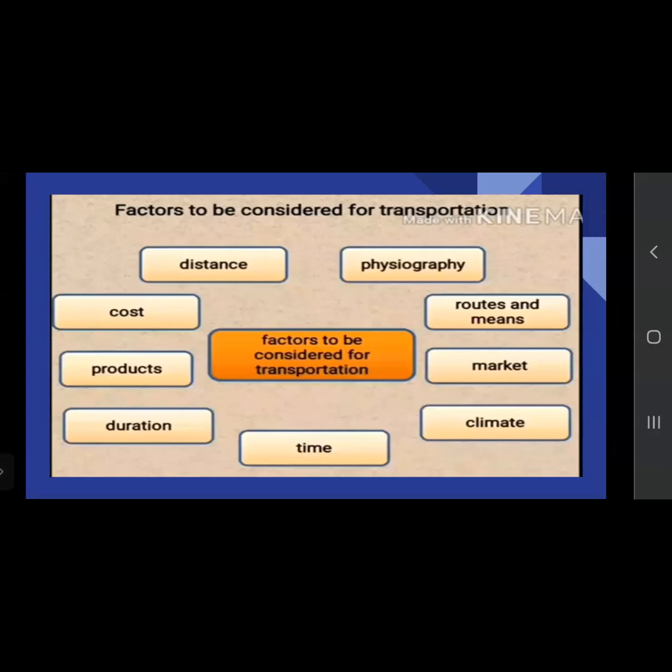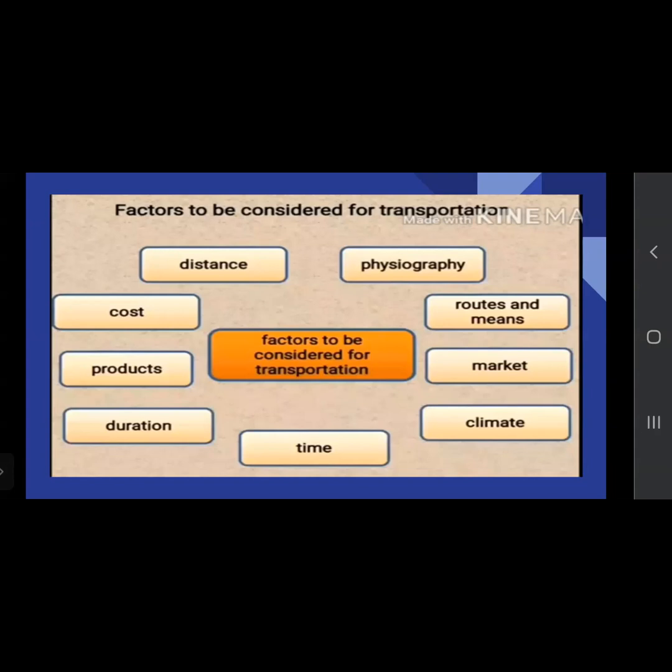Then the products. It depends upon which products you are going to transport. For example, perishable products, if there are vegetables or fruits, we have limited time to transport them, because otherwise they are going to get damaged and we will not get a good price for them. And some products you can try and then after that you can export them. For that we don't require the fastest mode of transportation. You can transport them by train also.